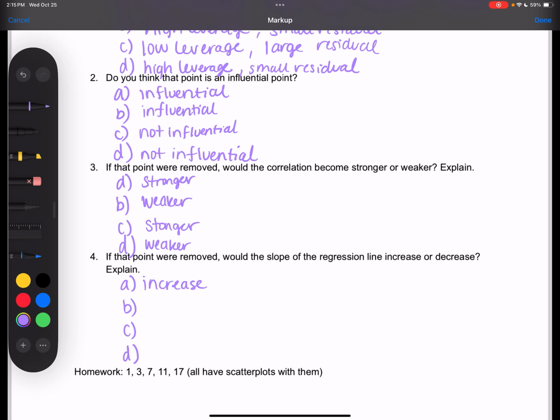Wouldn't it get steeper? I thought so too. It starts out like this. No, if you look at it with him there, and when you remove him, it goes down. Because you basically are splitting the points in half.